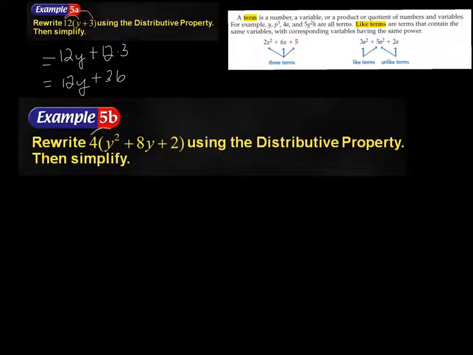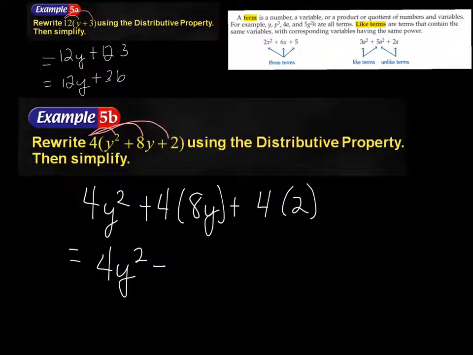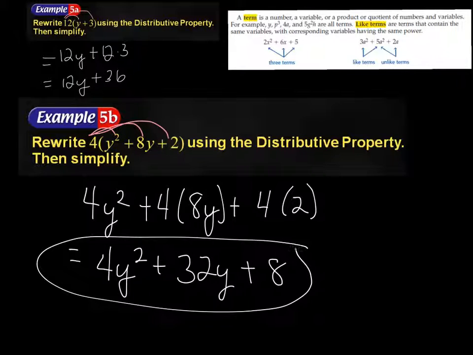So we're going to want to take 4 times all three terms. How to get that vocabulary in there as we're doing the problem. So we're going to have 4 times y squared plus 4 times, we use a parenthesis this time, 8y plus 4 times 2. So the y squared doesn't need to be simplified, it's fine. 4 times 8 is 32, I just have my y, and 4 times 2 is 8. So that is completely simplified because the rest are not like terms, we cannot combine them.